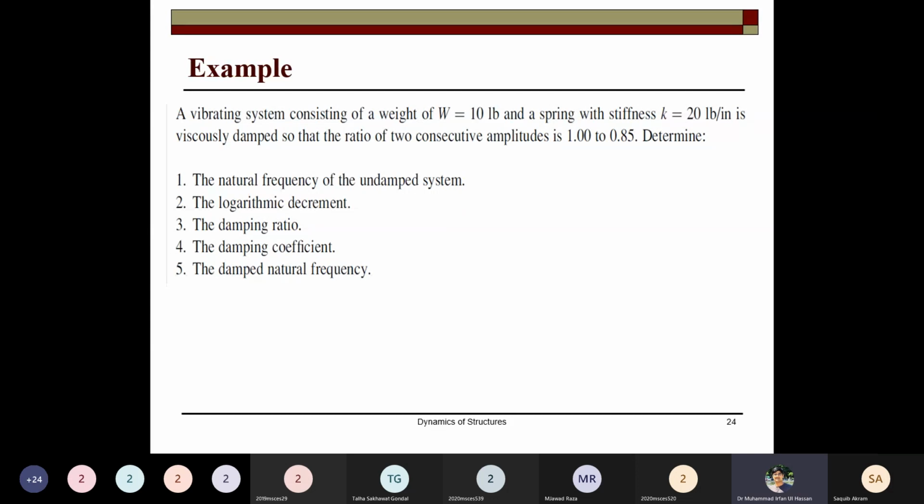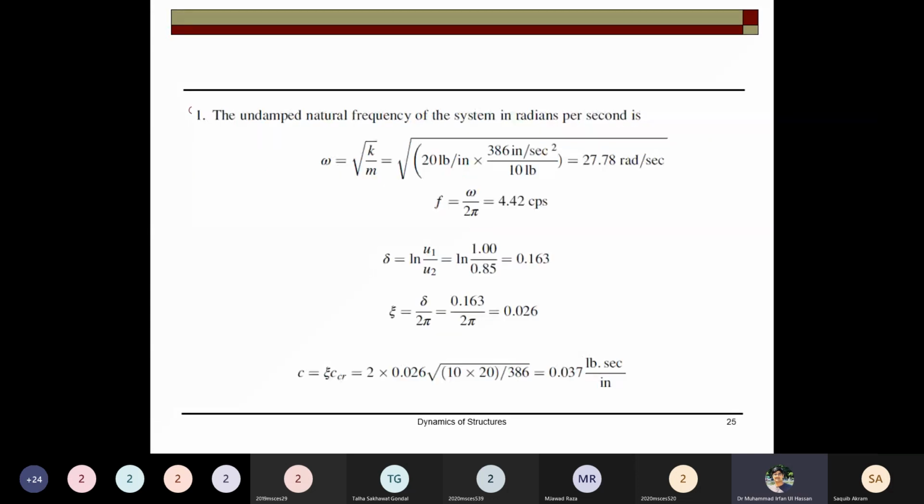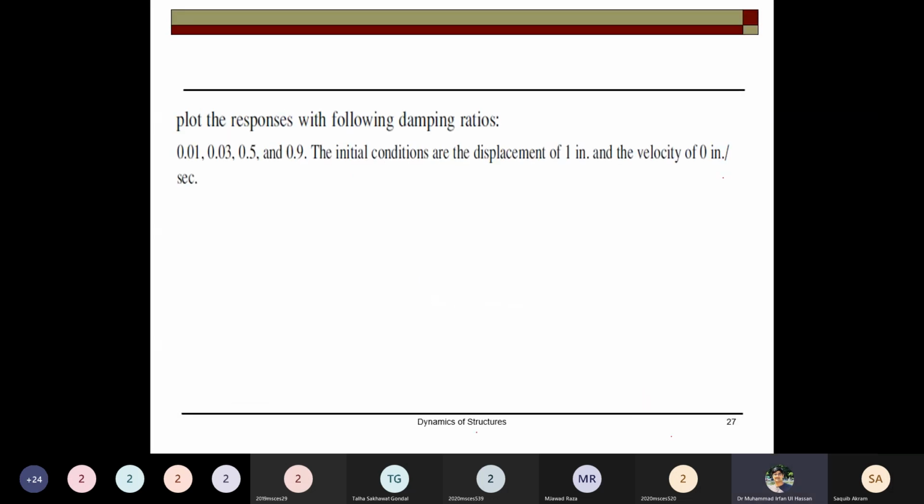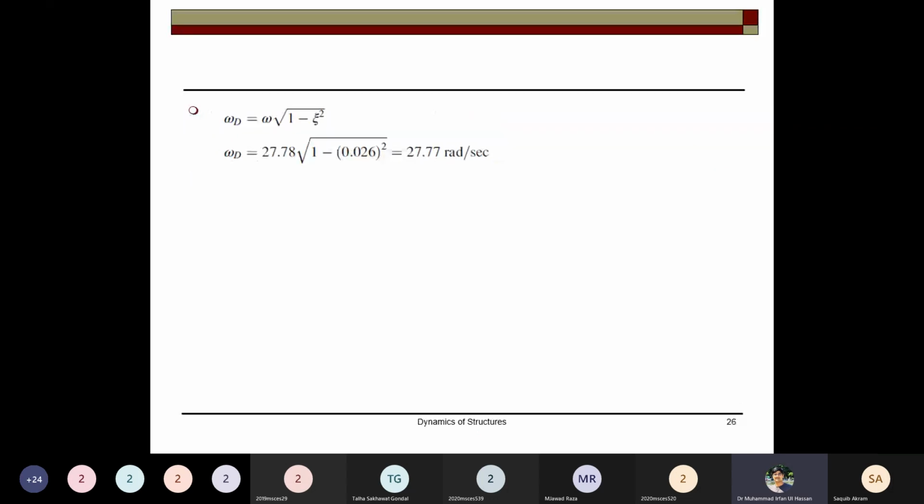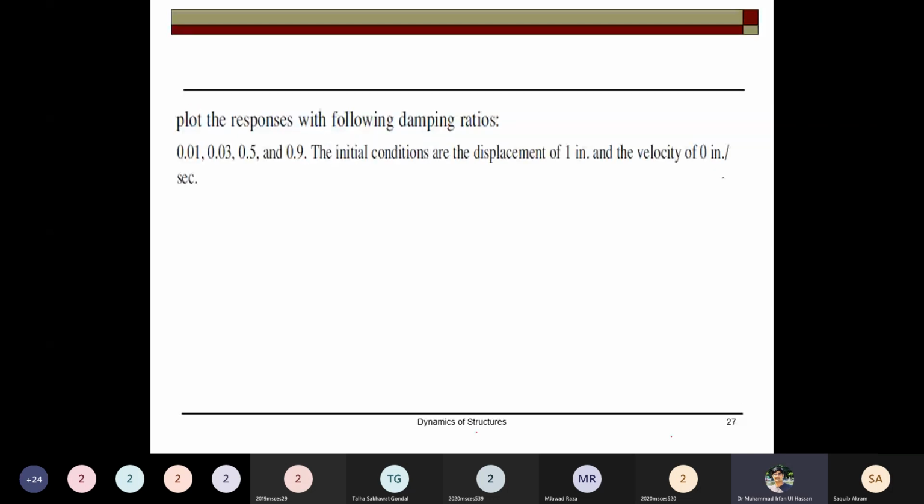So we determine omega and f value, then delta can be determined, and zeta can be determined by this, and C, the damping coefficient, can be computed from that, and the damped relation also. Now plot the same response following the same example. How to plot the response? We will do it later. I will show you the method.